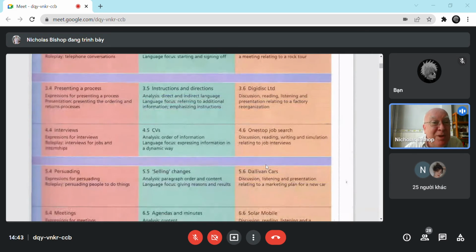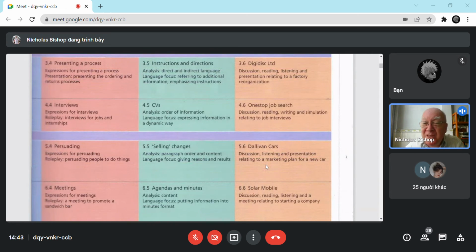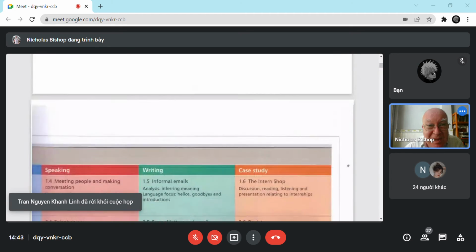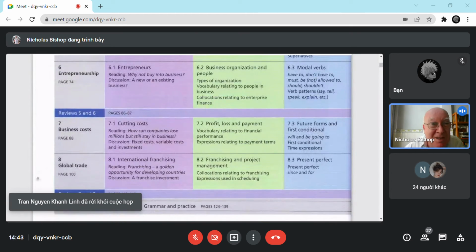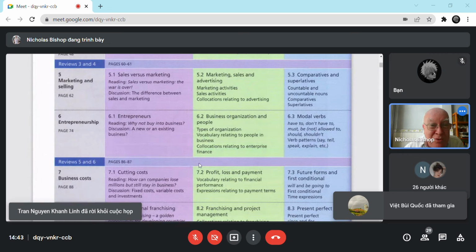What do they do for the case study? Well, I'll write these things down. It's a marketing plan for a new car, but it could be any kind of product, yeah. New product, how do we sell it? How do we market it?